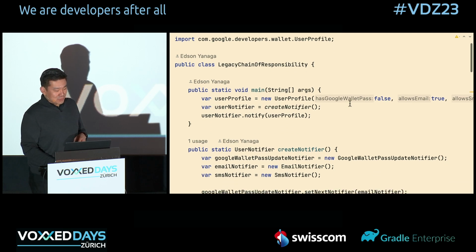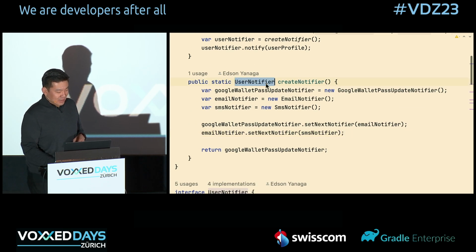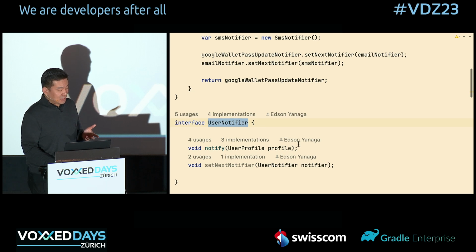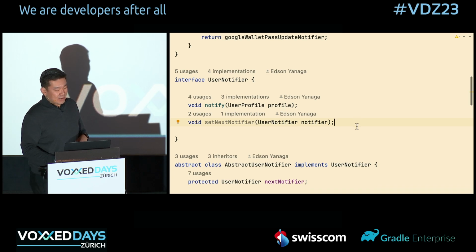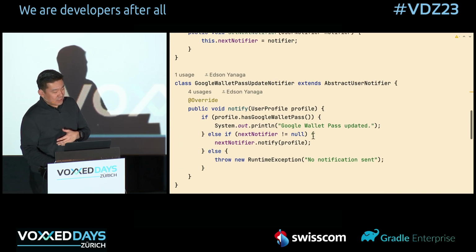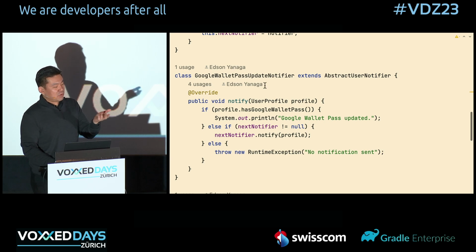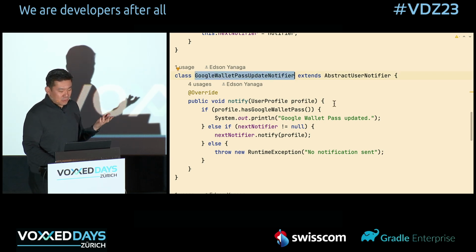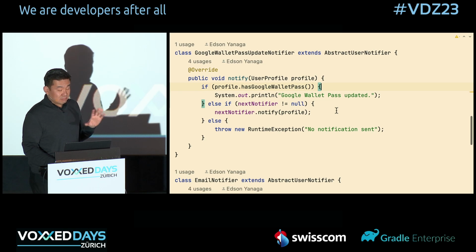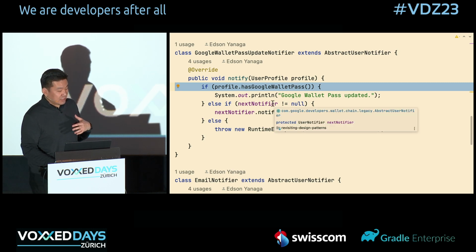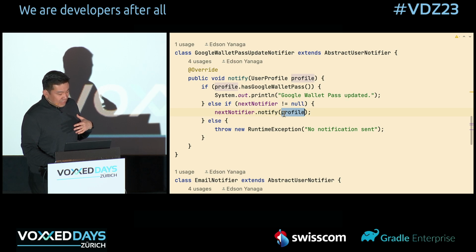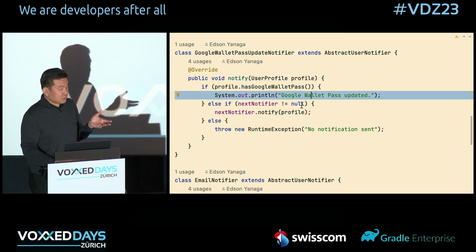You get legacy chain of responsibility. You create here interface notifier with 2 methods. Notify and set the next one because it's a chain. Then you have to create an abstract one which knows the next one. And when you're implementing one, for example, if you want to send a pass update to your Google Wallet, you have to do this boilerplate code. You have to check if the user has enabled this kind of notifications, and if they did, you do something, or else you call the next notifier in the chain.